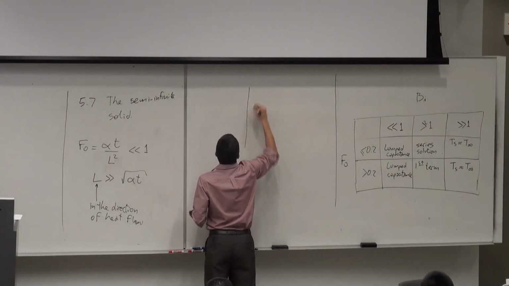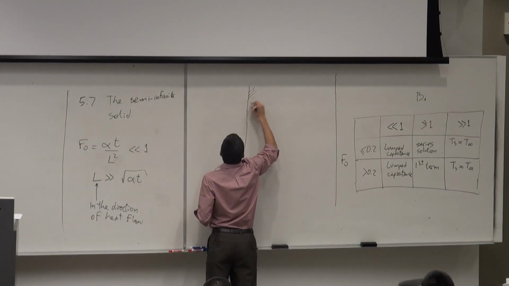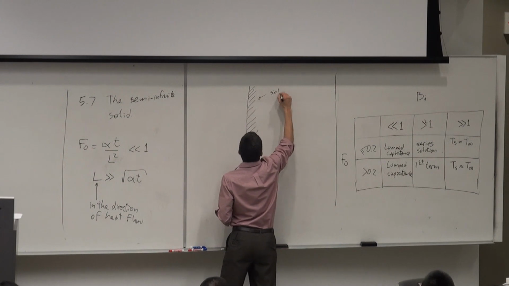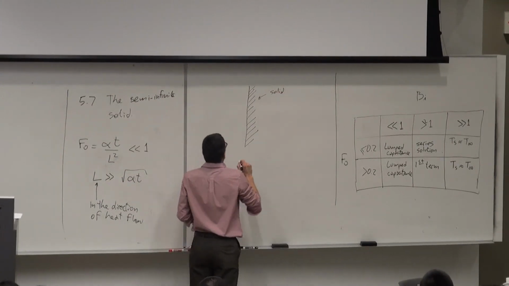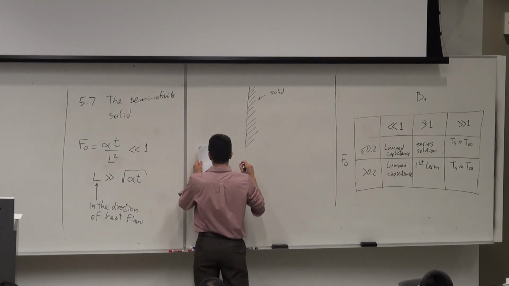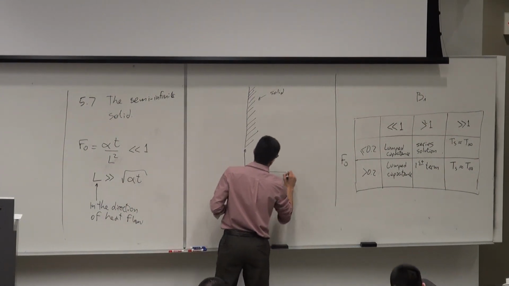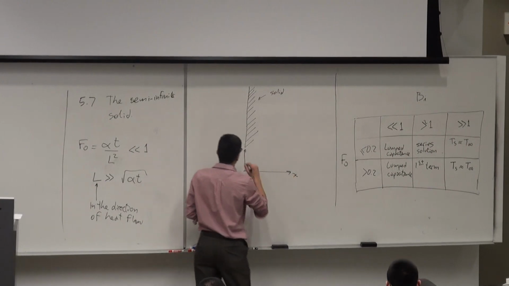In a semi-infinite body, we're going to have our solid. And we're going to have an x-axis and temperature.